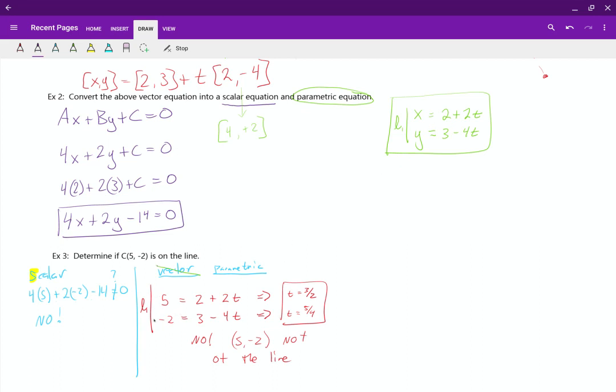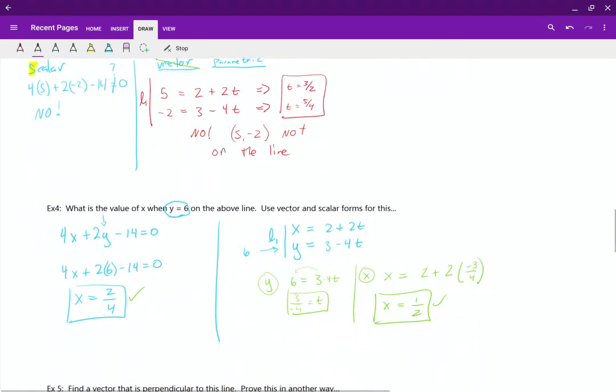So I took the parametric version, I wrote it here. Okay, but instead of the x and the y, I've placed a 5 and a negative 2, right? And now the question is, I solve for t in both of these equations. So if I solve for t here, I got 3 over 2. Solve for t here, and you get 5 over 4. Since 3 over 2 and 5 over 4 are not the same thing, basically 5, negative 2 is not on the line. All right, it's not on the line. The only way you would know it would be on the line is if I got the same t value in both cases.